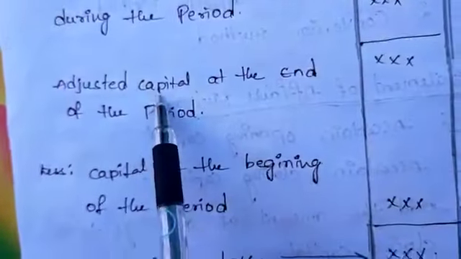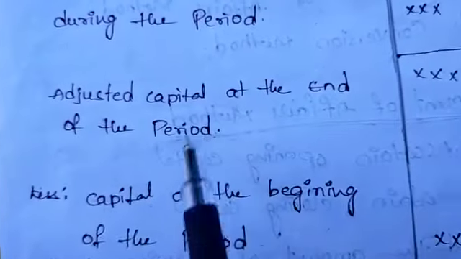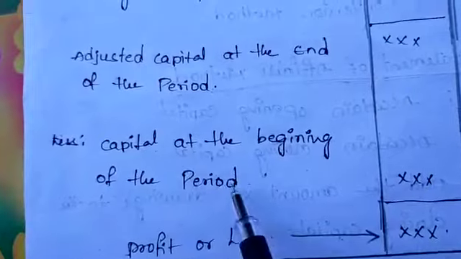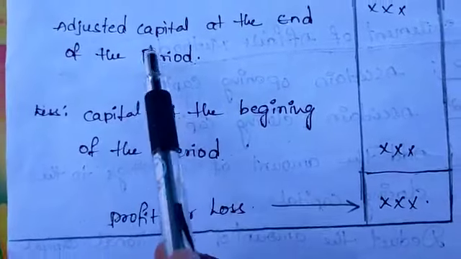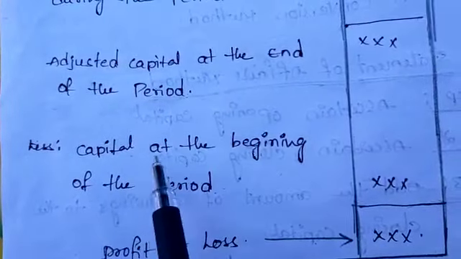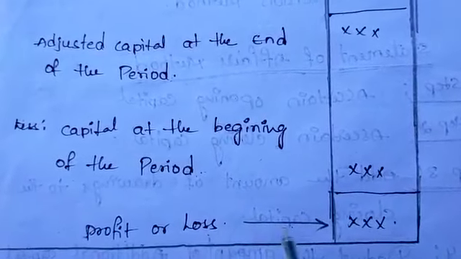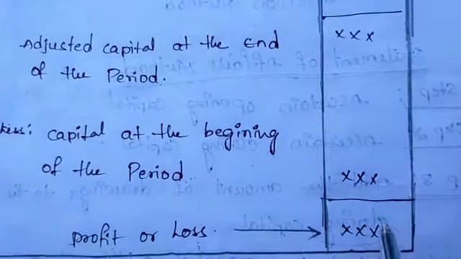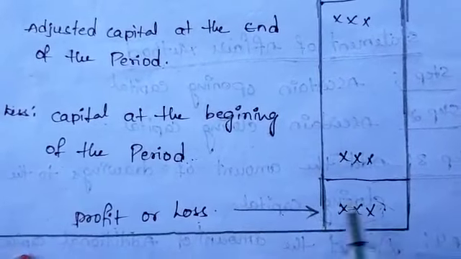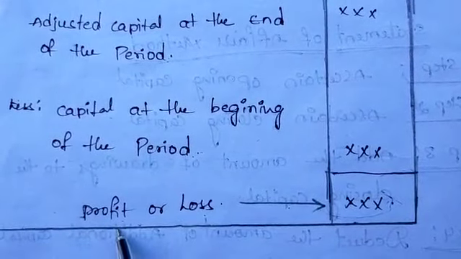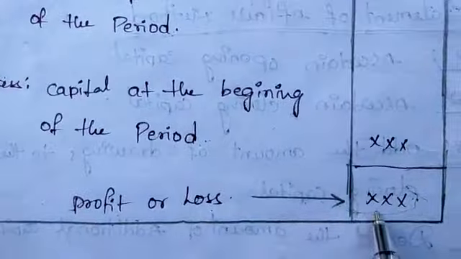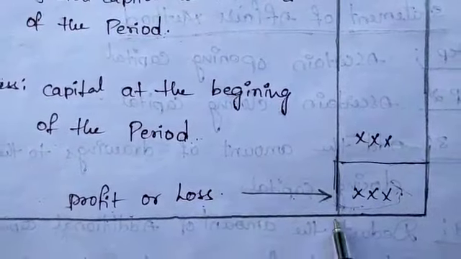Next, from the adjusted capital at the end of the period, we deduct capital at the beginning of the period, and we get profit or loss. If we get a positive amount, that is profit for the year. If we get a negative amount, that is called loss.